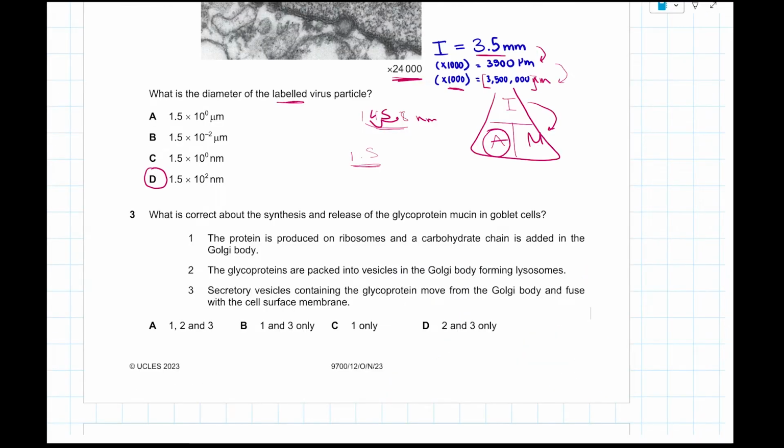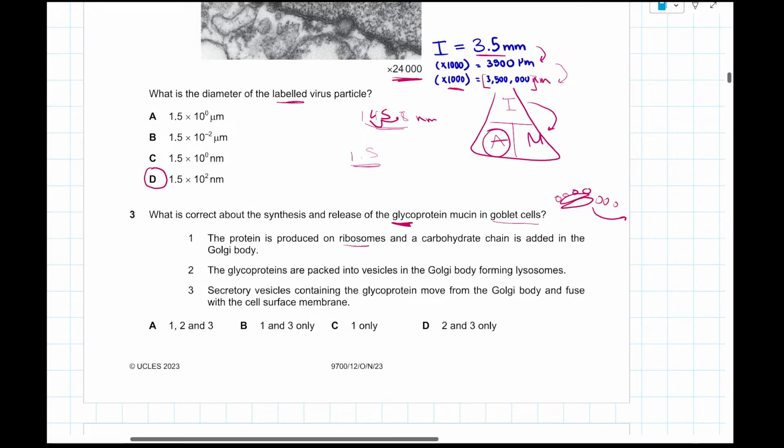Question number 3. What is correct about the synthesis and release of glycoprotein mucin in goblet cells? So as we all know, proteins are formed on the rough endoplasmic reticulum, which contain ribosomes on top. And now, these proteins are further modified by moving to the Golgi body via being packaged into secretory vesicles and then being modified in the Golgi body. In this case, it's a glycoprotein, so a carbohydrate group is added on the Golgi body. Now, let's see the suggestions that we have here.